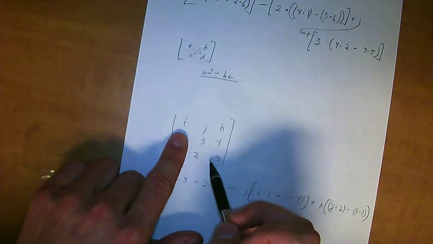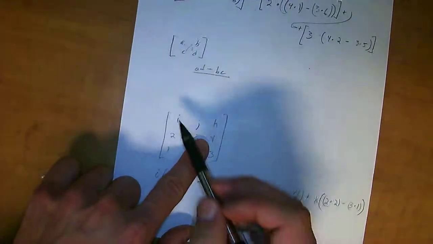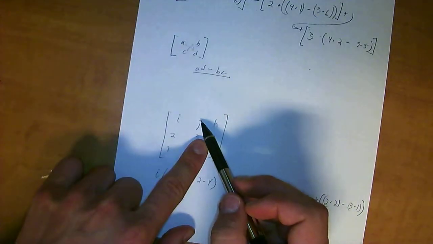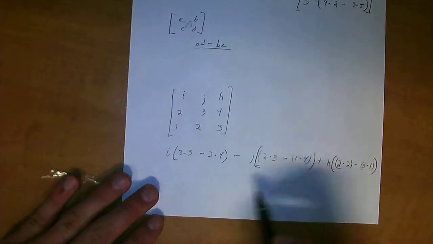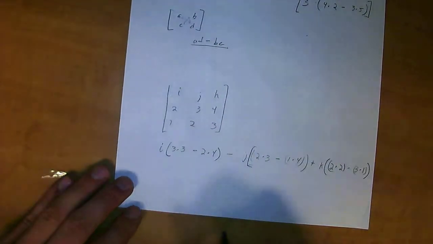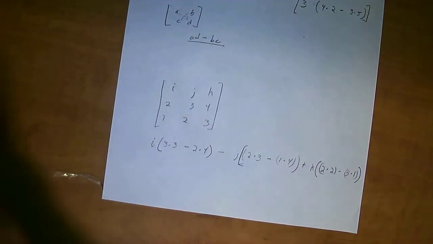You cover up the thing you're doing, and you treat it like a 2 by 2, using this formula basically. Then you move on to the next one, treat it like a 2 by 2 with this one out in front, and so on and so forth, and that's your value. You can go ahead and work that out, but I'm not going to do that here, because that's basic algebra. And that is how you get the determinant of a 3 by 3 or a 2 by 2.